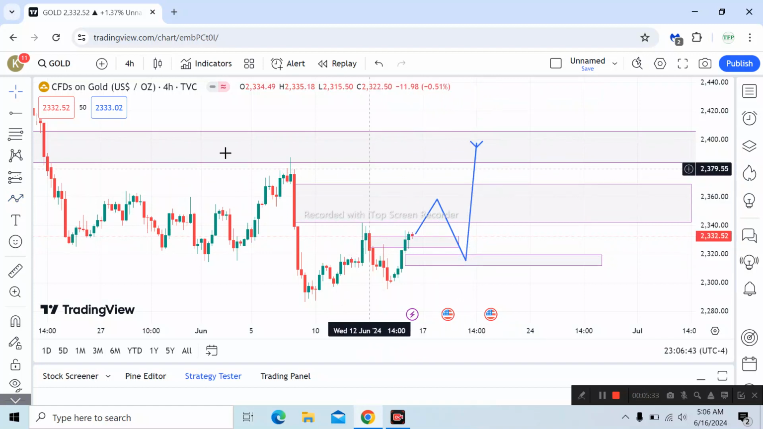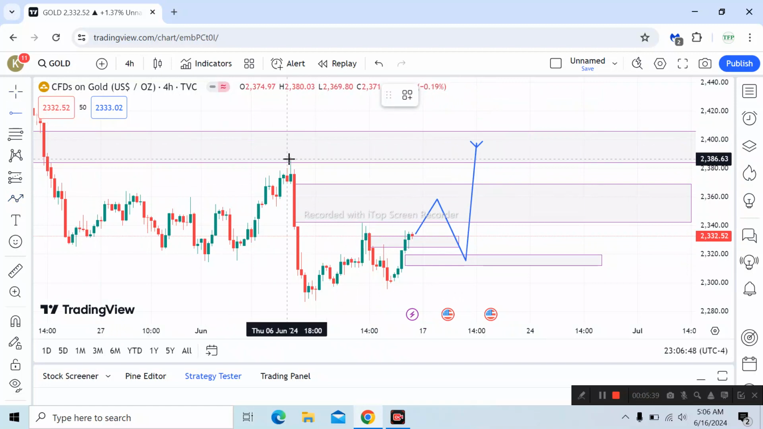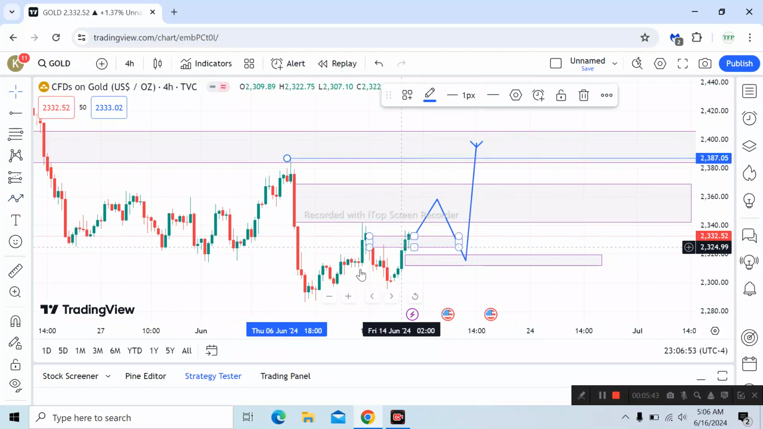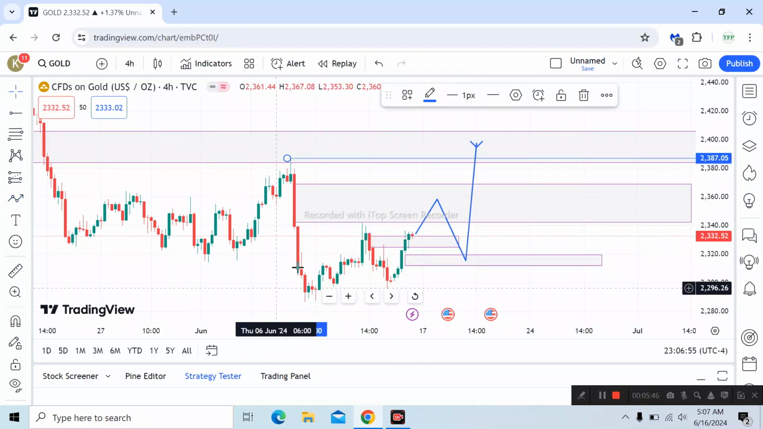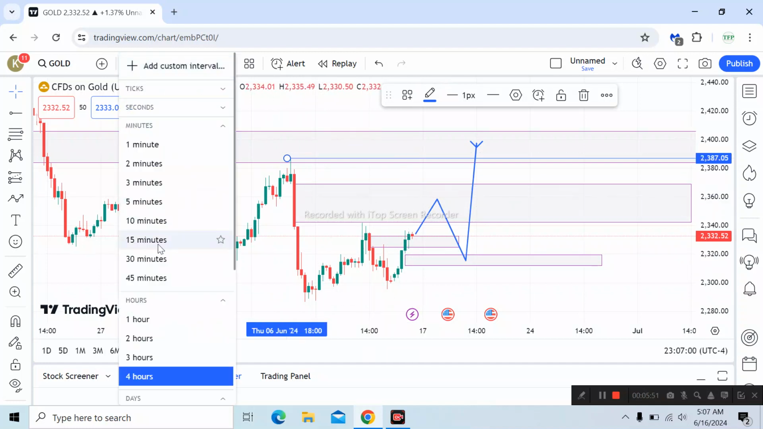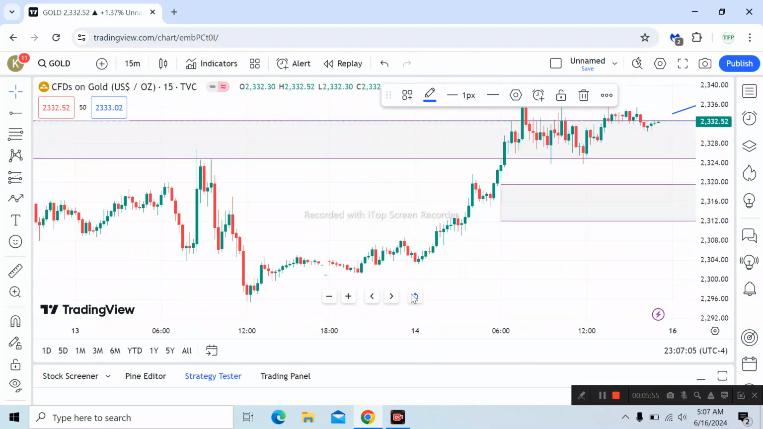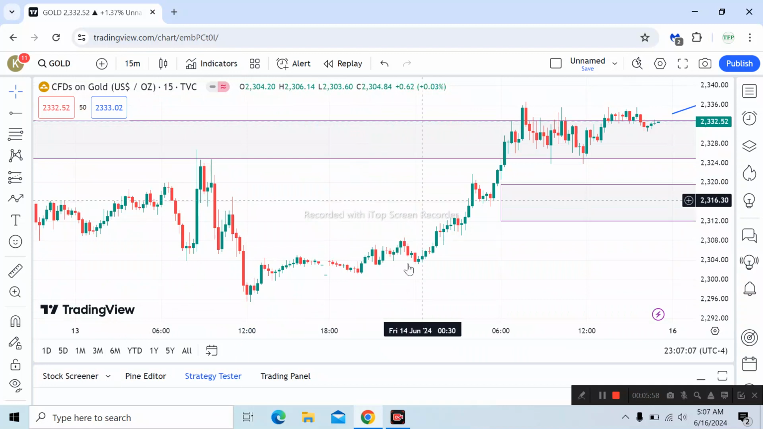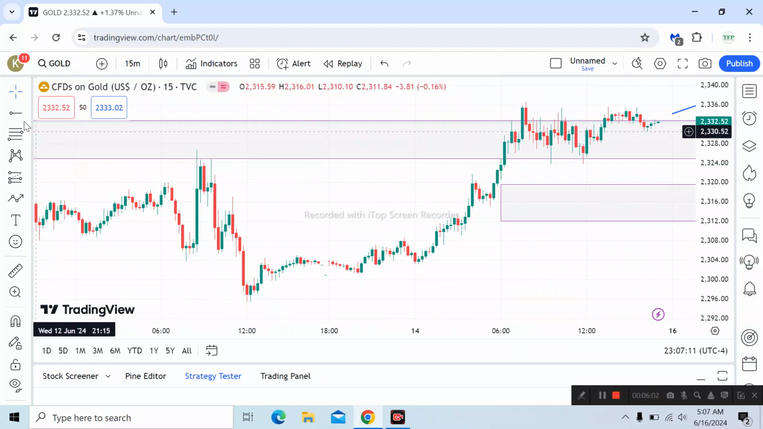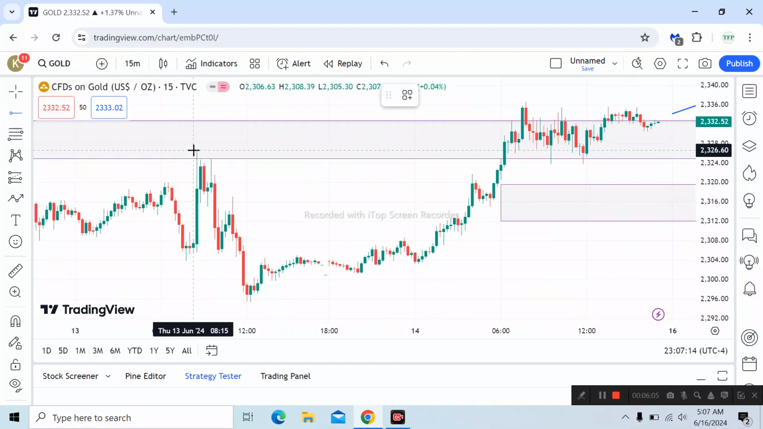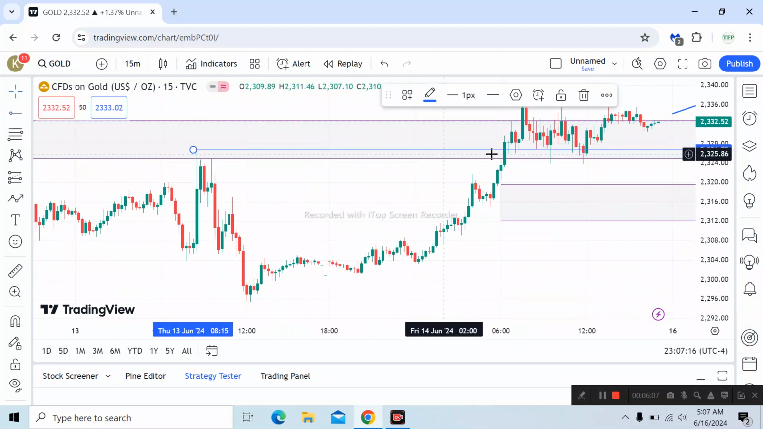So what we are looking at here is that we are going to consider on our 4 hours this key level here as our point of interest. If you look at what price has been doing from the lower time frames, you will see that price has taken out various key levels. One key level that we had from the 15 minute time frame was this one, and price took it out.